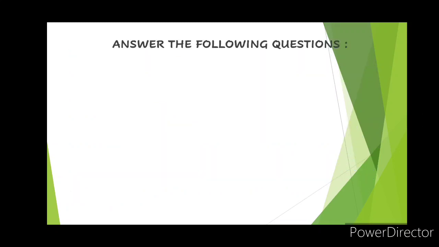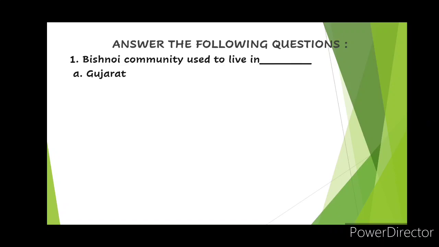So the first question, answer the following. Where did the Bishnoi community used to live? In Gujarat, in Rajasthan, in Delhi, or in Bihar. You have to write down the question and the correct option. Before that, you should go through the video properly, and you should read the case study which is given in the previous two slides.